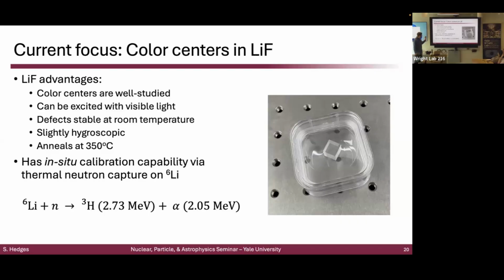Additionally, one of the things that's really nice about lithium fluoride is that lithium is around 7% lithium-6 naturally. And with that, you have this in situ calibration capability from thermal neutron capture on lithium-6. I think as many people know, lithium-6 has a really high thermal neutron capture cross-section. When this happens, you get a back-to-back tritium atom and an alpha particle, and those are monoenergetic. So we can use this to help calibrate what we see in our detectors.